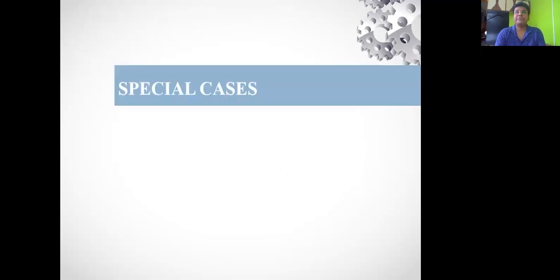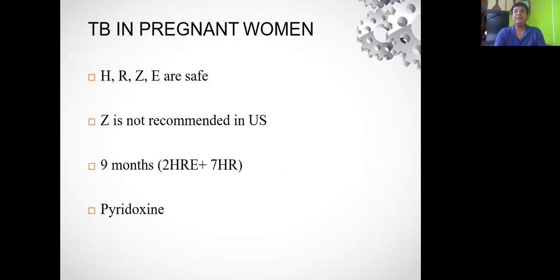Then, how do you treat the special cases of tuberculosis? There are certain special cases and treatment modalities of tuberculosis. Then, TB in pregnant women. What are the drugs which are safe for the management of TB in pregnancy? Especially isoniazid, rifampicin, pyrazinamide, and ethambutol can be safely given in pregnancy. Pyrazinamide is a drug which is not recommended in the United States of America. And the regimen for treatment of tuberculosis in pregnancy is for 9 months. That is, 2 drugs have to be given.